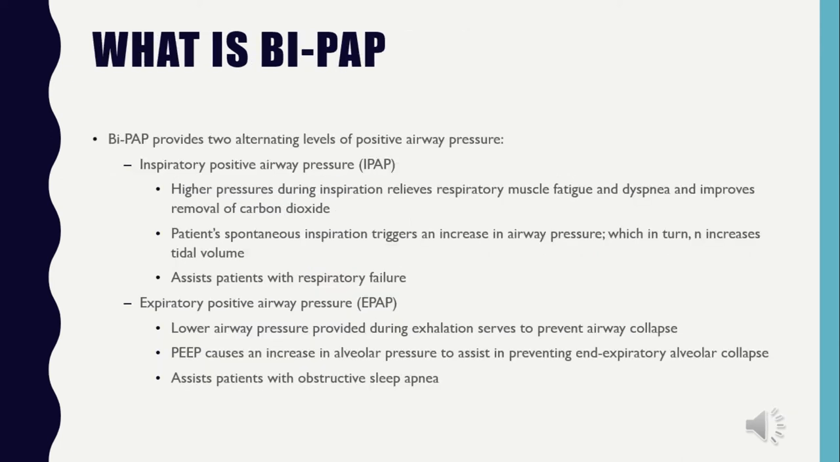So what is BiPAP? BiPAP provides two alternating levels of positive airway pressure. So when you get physician orders, you'll have a top number and a bottom number. The first one is called IPAP, which is inspiratory positive airway pressure, and this assists in ventilation and in removal of carbon dioxide. The next number, which is on the bottom, is the EPAP, which is expiratory positive airway pressure, and this one assists with oxygenation, which keeps alveoli open, and this allows for better gas exchange.